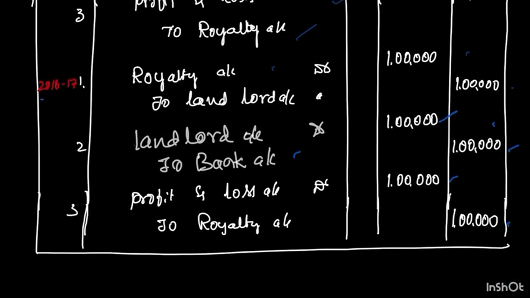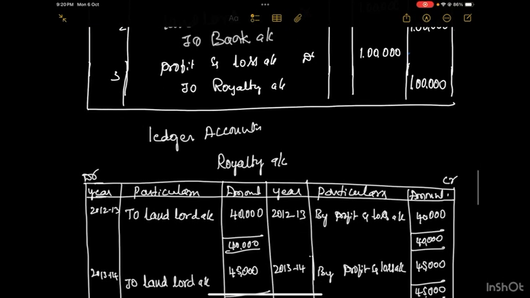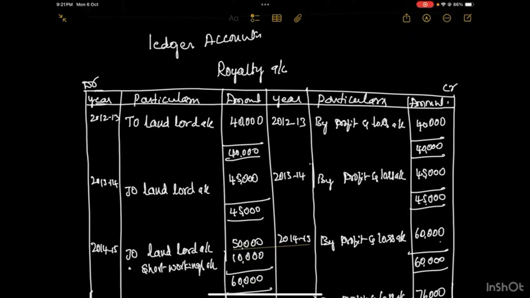Likewise, you have to make the journal entries. Based on these journal entries, you are supposed to prepare the royalty account, landlord account, short workings account, and profit and loss account. Let us prepare the royalty account. We need to prepare the royalty account, landlord account, short workings account, and also the profit and loss account.